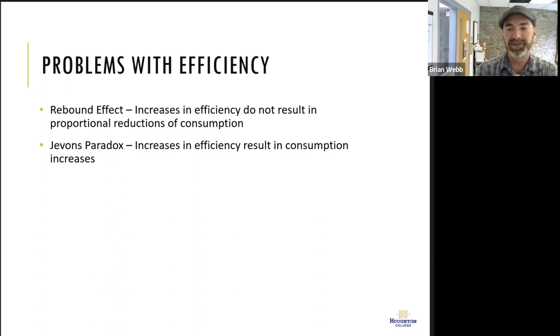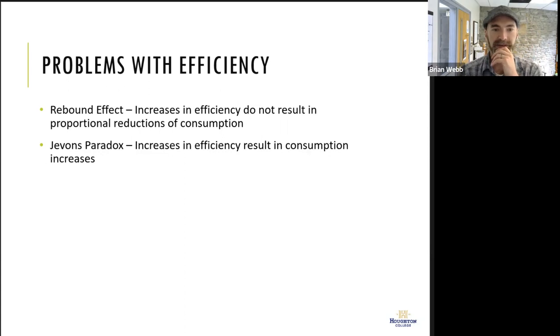Some problems with efficiency. So your book brings this up. And we'll talk about 2 important things, and make sure you pay attention to these because these are concepts that will show up on the test. Rebound effect and the Jevons paradox. So the rebound effect essentially says that increases in efficiency don't result in the same proportional decreases in consumption.